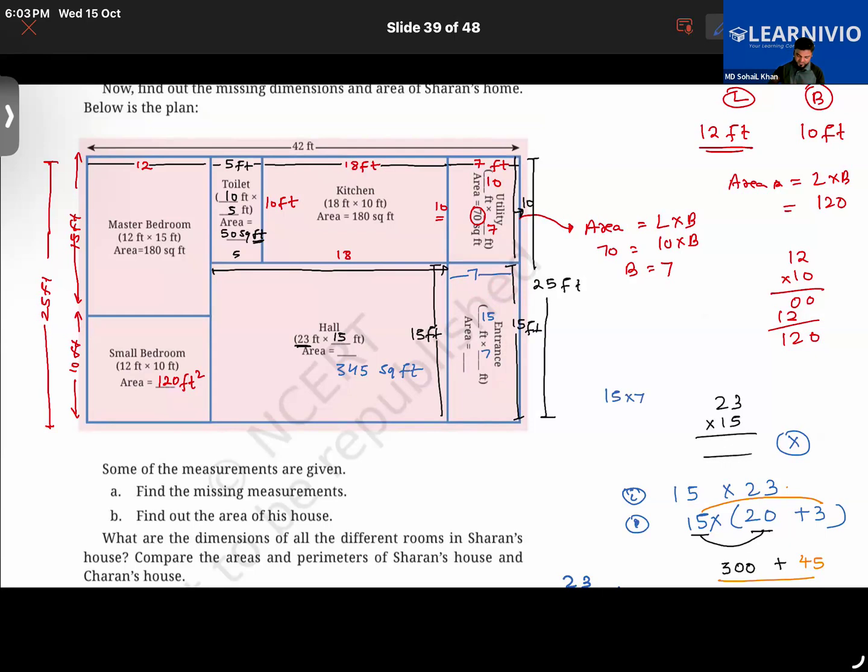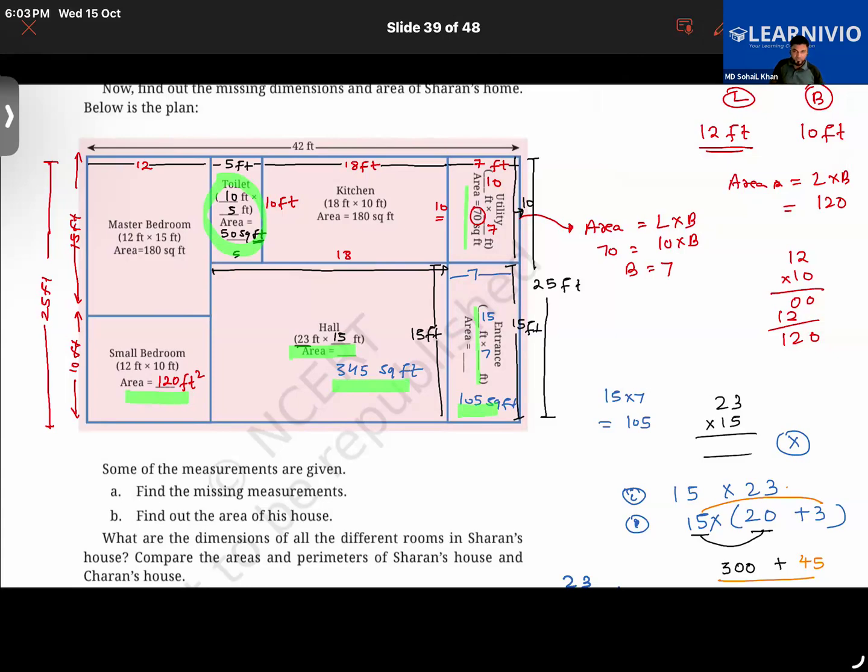15 multiplied by 7 is how much? 7 fives are 35, 7 ones are 7, so that is 105 square feet. Okay, now we have found out all the missing terms, right? For the toilet, for the small bedroom, for the hall, length and breadth given here, for the utility room also, and for the entrance room also.